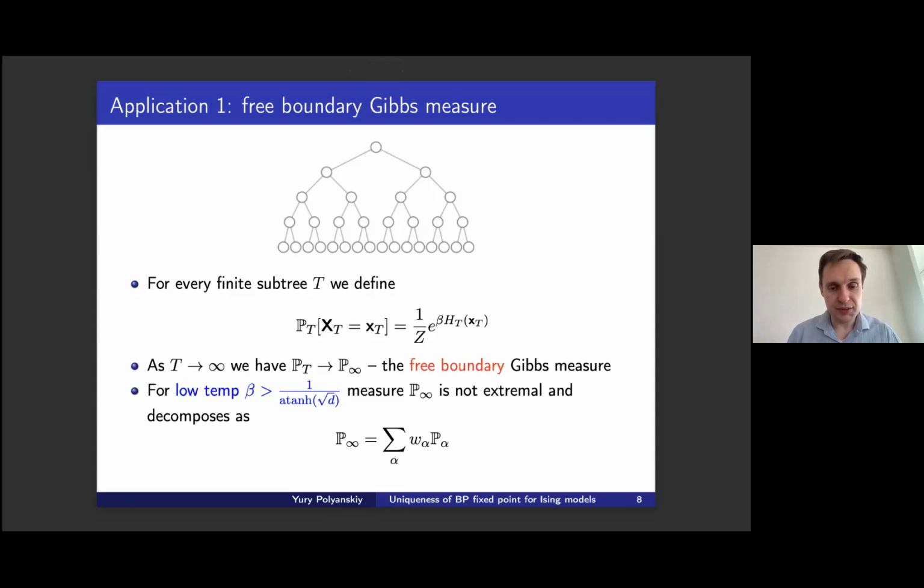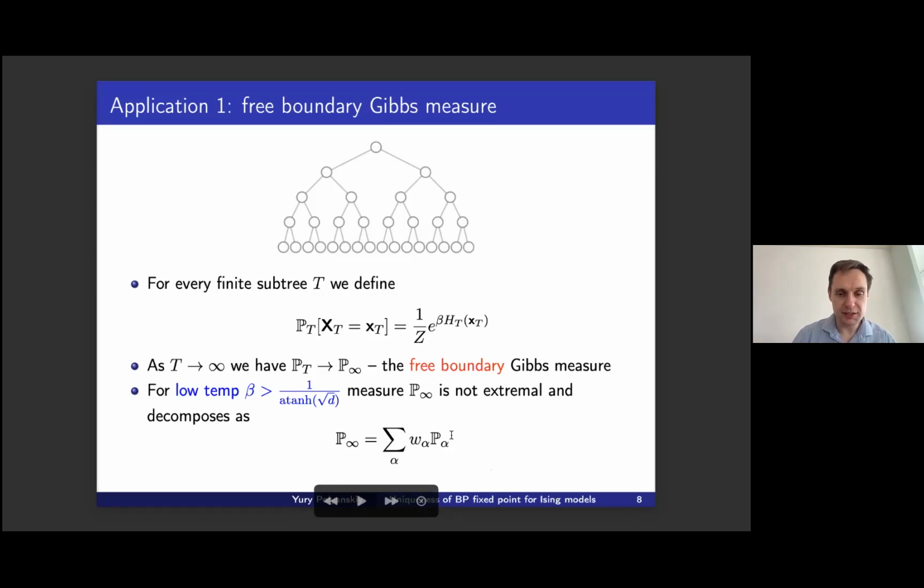Okay, so then it turns out that when you go to really low temperature, namely beta bigger than 1 over arctanh of square root D, then this measure P infinity is no longer extremal, and it decomposes into a sum of extremal or Bethe measures. So what I'm trying to say is that the Ising model on a tree has two phase transitions. First, as the temperature reduces from infinity, you have the uniqueness, non-uniqueness phase transition, and then there is the extremality of the free boundary measure phase transition, which is sometimes called the spin glass phase transition. And that's the interesting object for us.